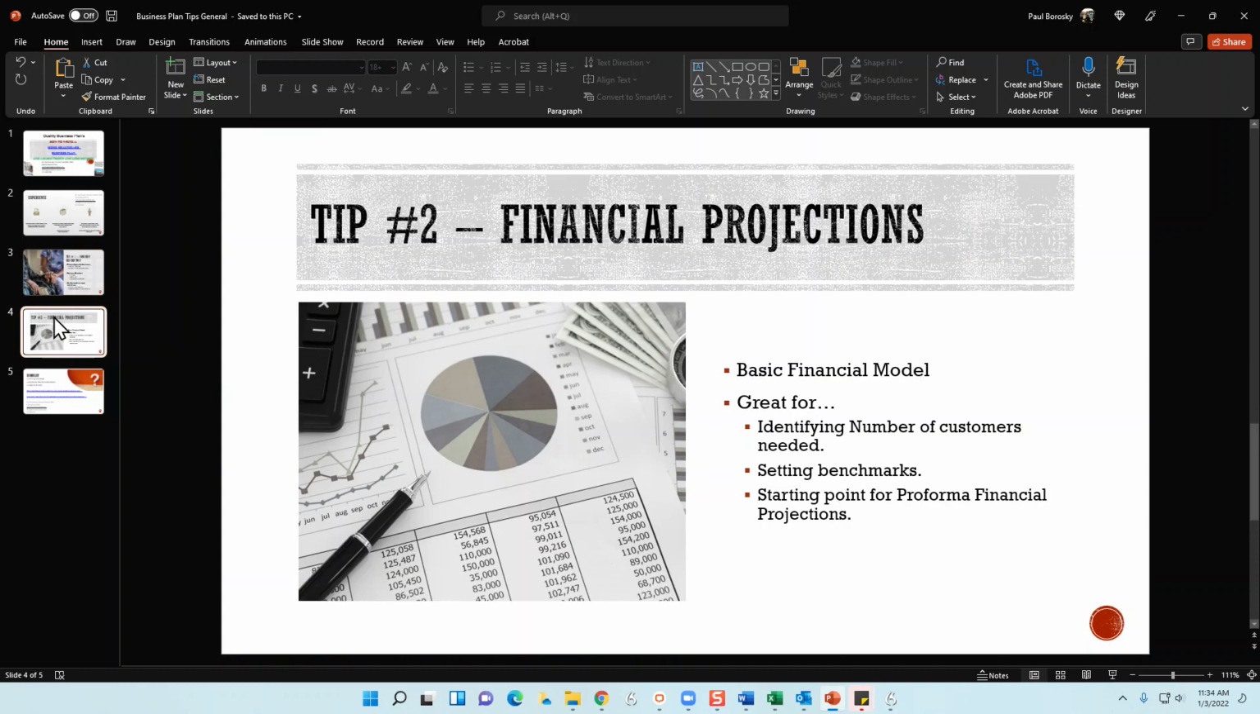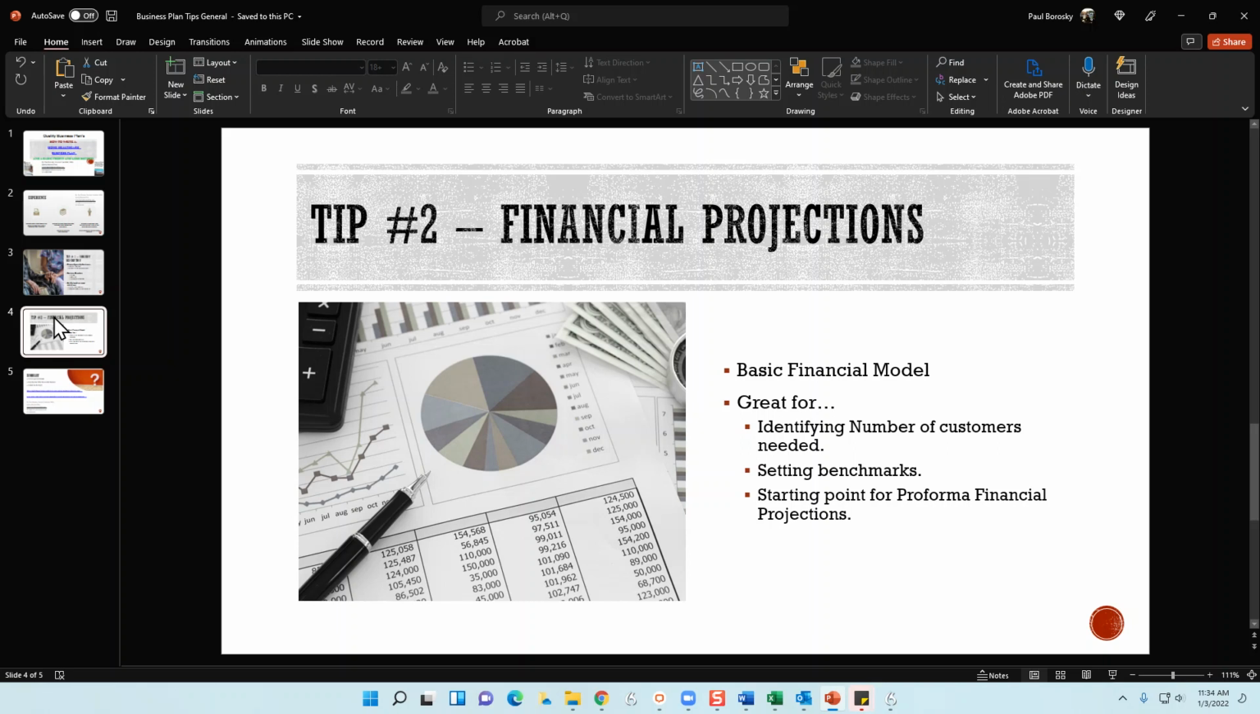All right, next is going to be financial projections. Tip number 2. Financial projections take a lot of work to create, especially if you're starting from scratch. However, what I recommend that all business owners do when they're writing a business plan is at least to have a basic financial model. The basic financial model should include what your revenues are going to be, your fixed costs, and your monthly profits.